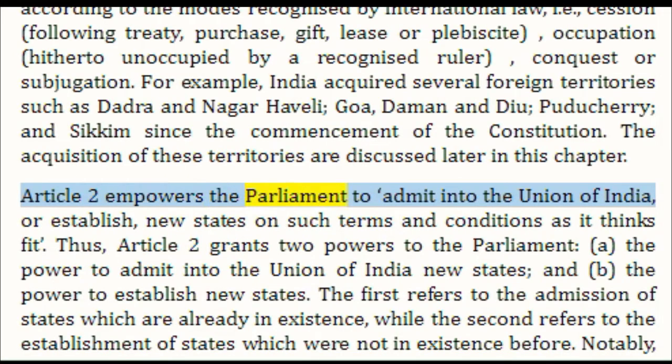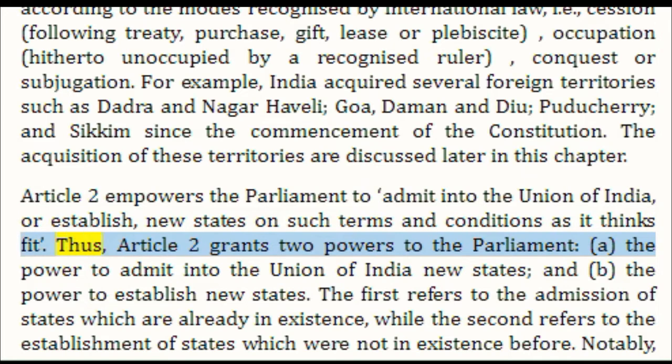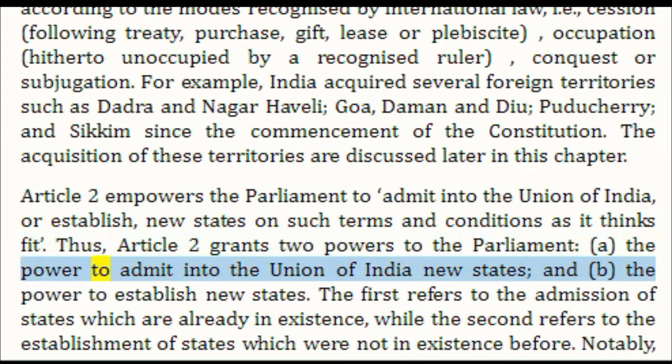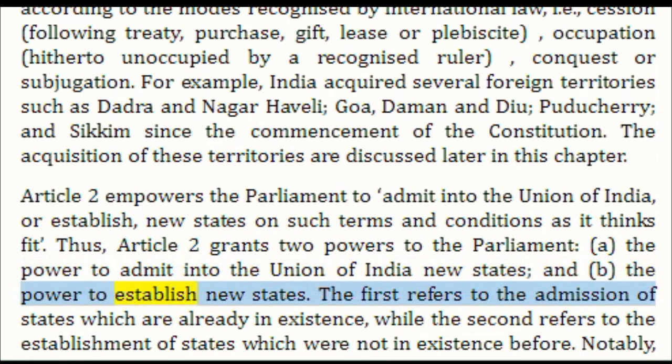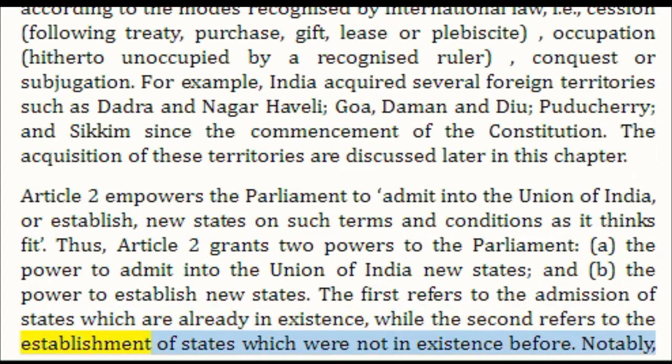Article 2 empowers the Parliament to admit into the Union of India or establish new states on such terms and conditions as it thinks fit. Thus, Article 2 grants two powers to the Parliament: a. The power to admit into the Union of India new states, and b. The power to establish new states. The first refers to the admission of states which are already in existence, while the second refers to the establishment of states which were not in existence before.